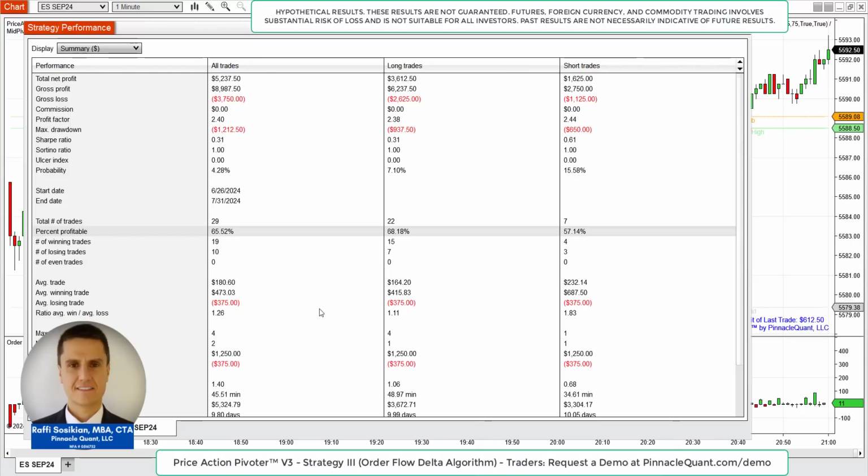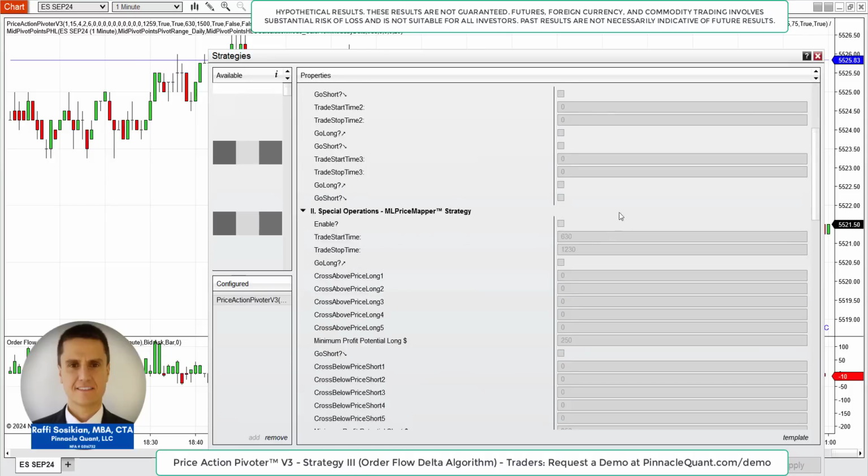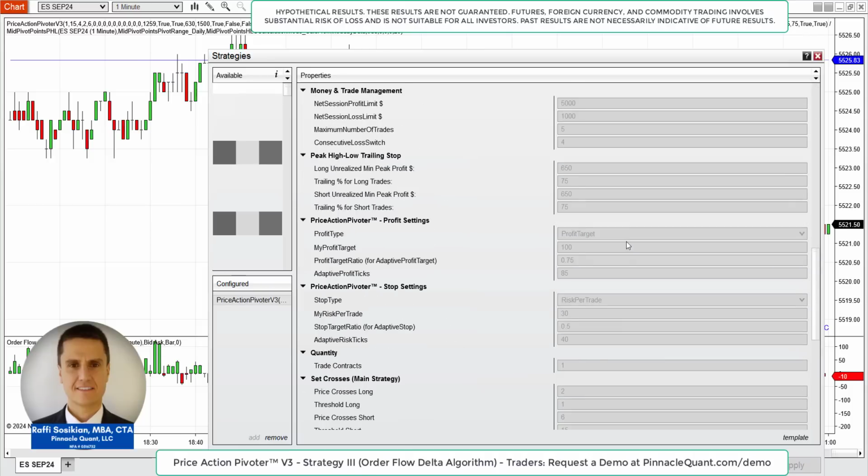You can benchmark this against the trailing stop being at $650 where it activates, meaning $650 or more when it activates, versus $325 when it activates. All right, let's go in and load the strategy. Price action pivoter version 3. We're only referencing the third strategy. That's the only one we're going to run.